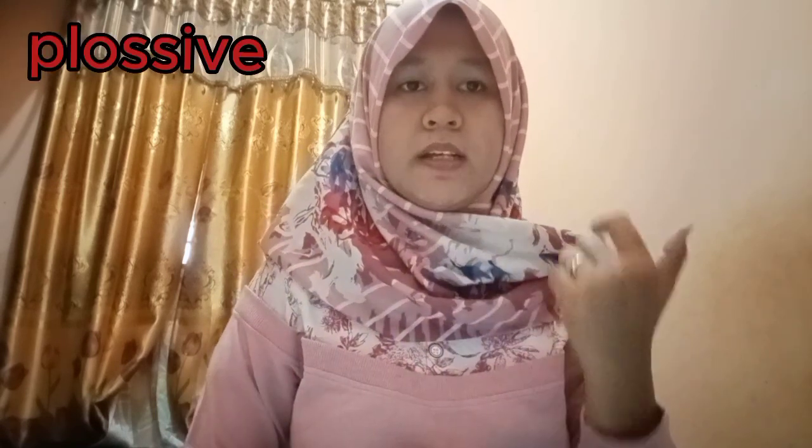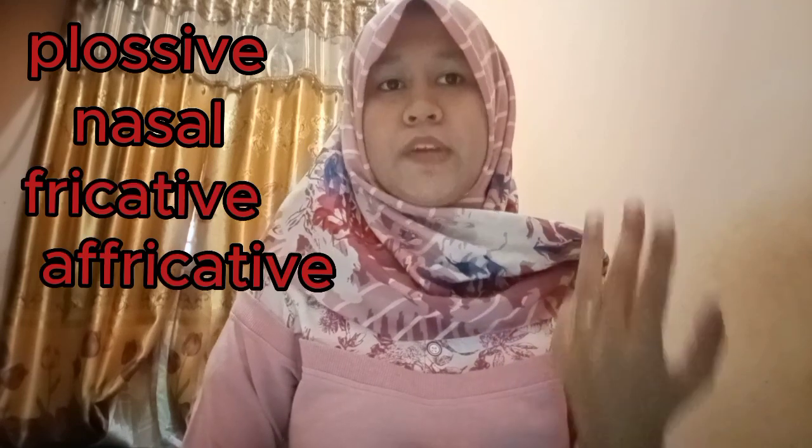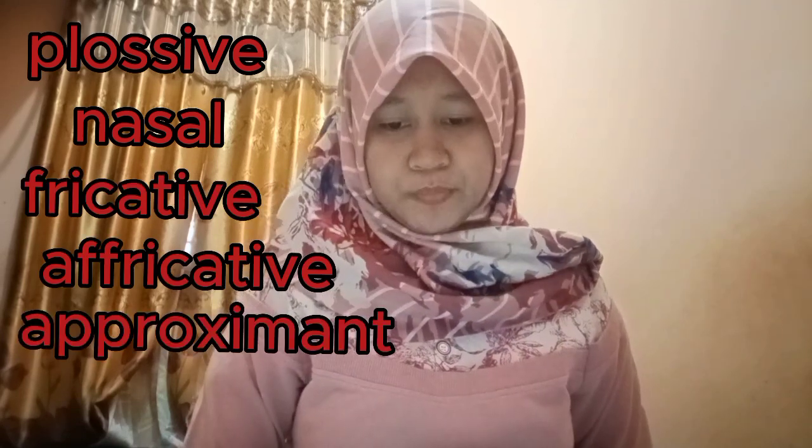You have B, C, D in Indonesian. There are 24 consonants in English, and they are classified in 5 groups. We know the plosives, nasals, fricatives, affricates, and the approximants.